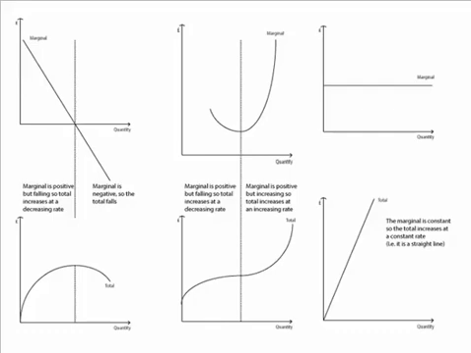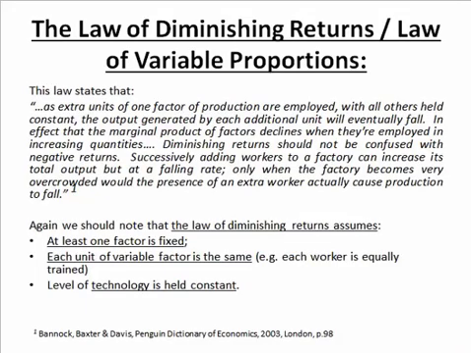Just a reminder, the short run is the period of time where at least one factor of production is fixed, and in the long run, all factors are variable. The law of diminishing returns, or the law of variable proportions. This law states that as extra units of one factor of production are employed, with all else held constant, the output generated by each additional unit will eventually fall. In effect, the marginal product of all factors declines when they are employed in increasing quantities.